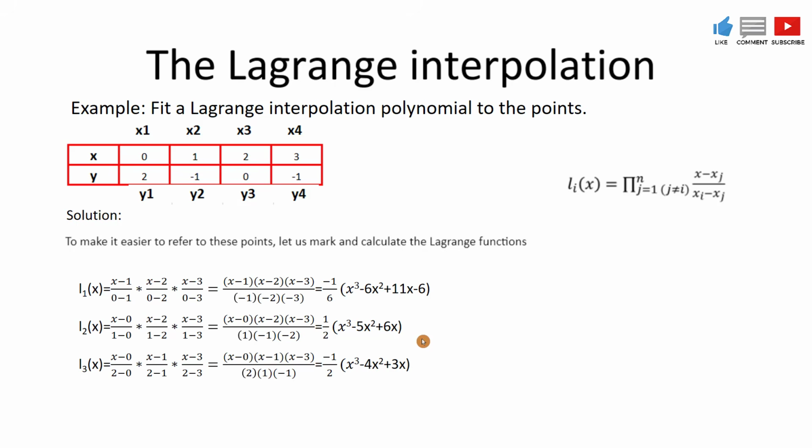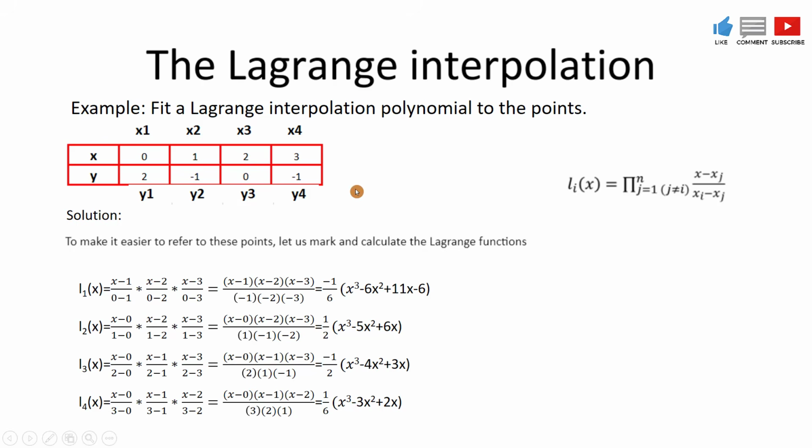For the third one, we fix x3. As we see, we fixed x3 to 2. So x minus 0, x minus 1, x minus 3 over 2 minus 0, 2 minus 1, 2 minus 3. With more simplification, we get minus 1 over 2 from the multiplication of the denominator, and x cubed minus 4x squared plus 3x from the multiplication of the numerator. The last one is the fourth Lagrange function.